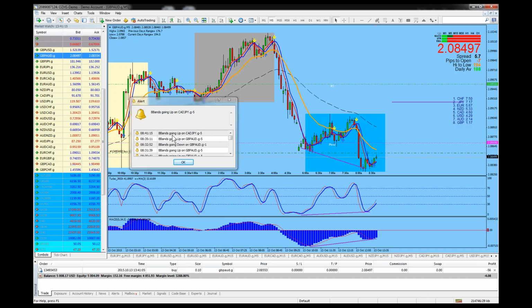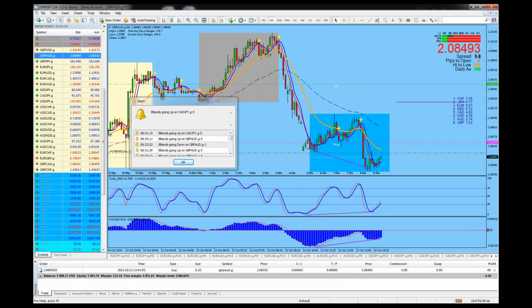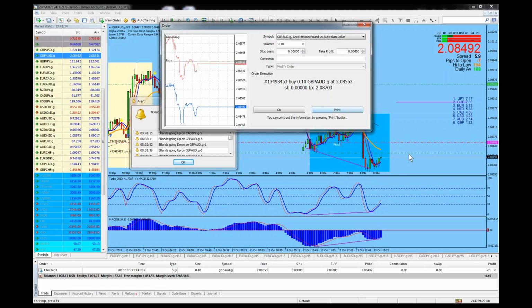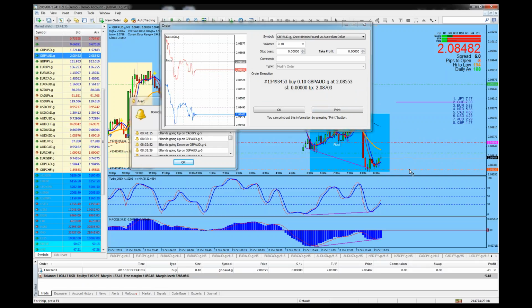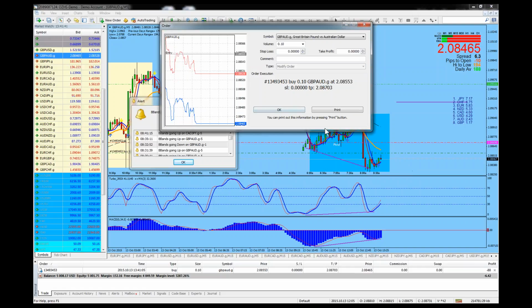So now we have a fresh signal. B band's going up on CAD yen. Oh, I didn't put the... Let me just drag in a... I'll put a take profit right at this pivot, and I'll bring my stop down to this swing low. It's only a 0.1 trade.